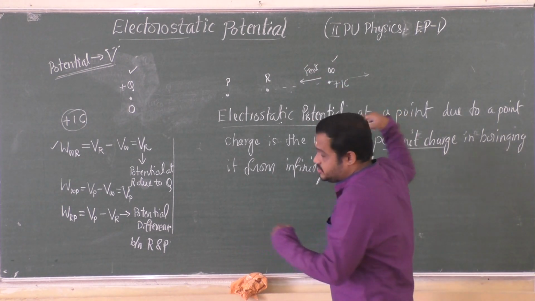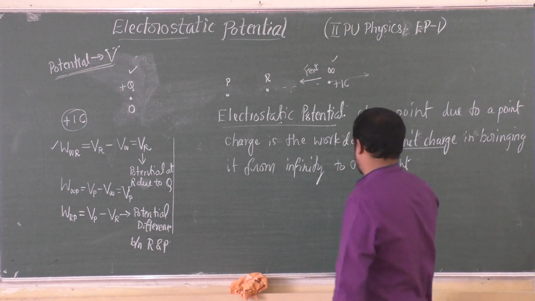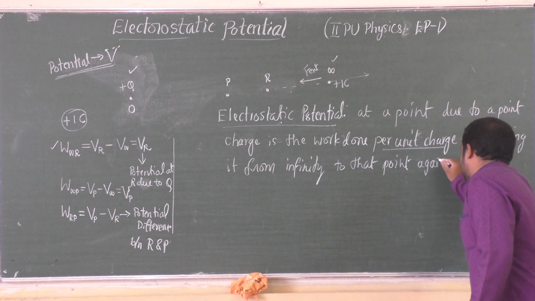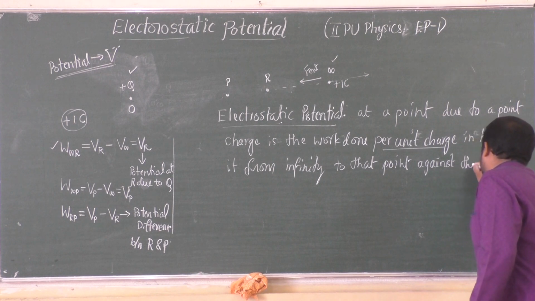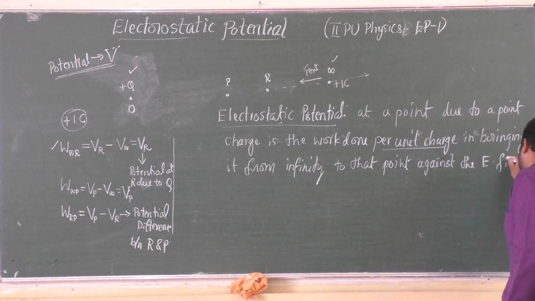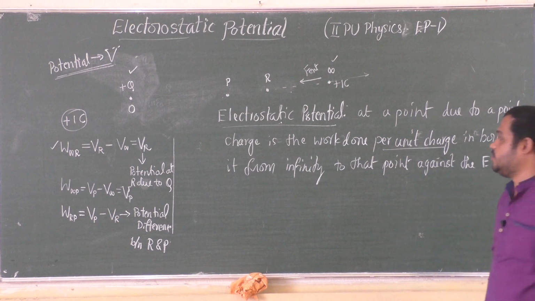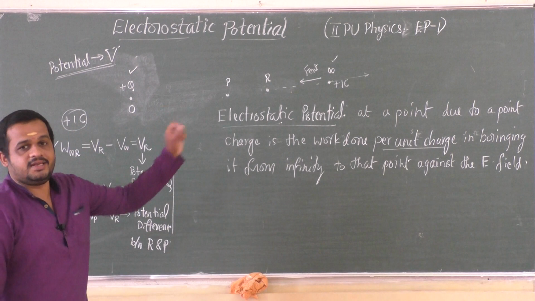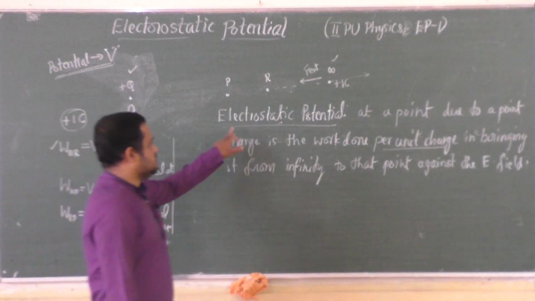That means our external force is against the electrostatic force or electric field. So we can add that here, against the electric field. This is the definition of electrostatic potential or potential at a particular point. Define electric potential. This is the answer.